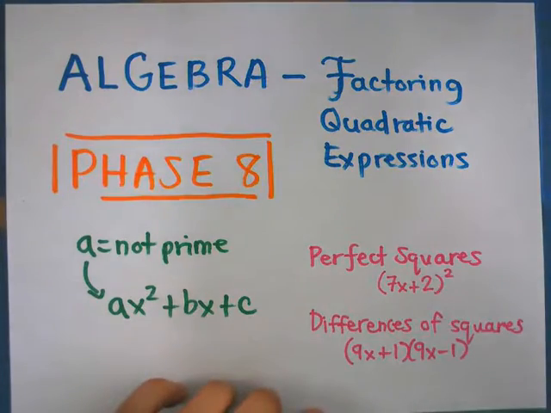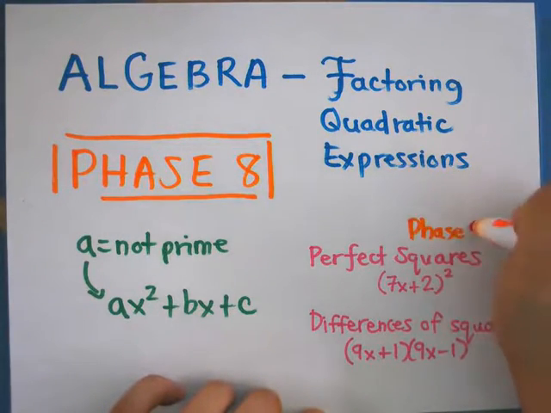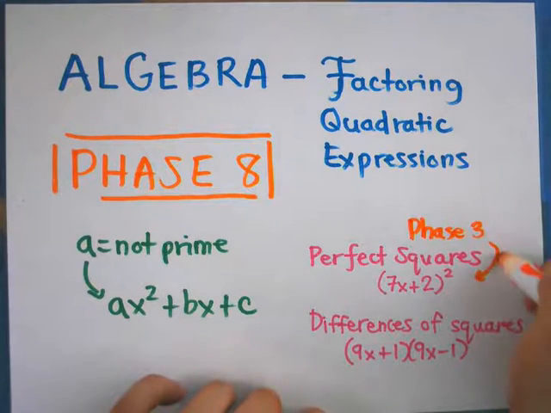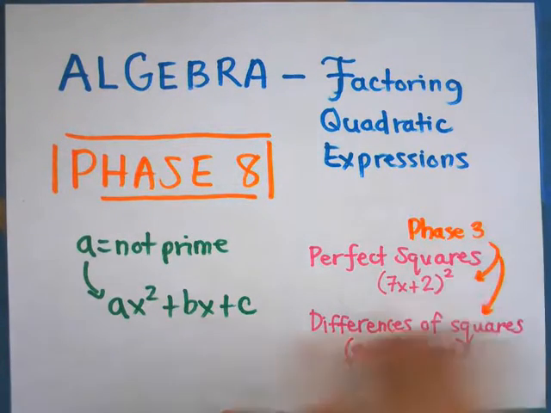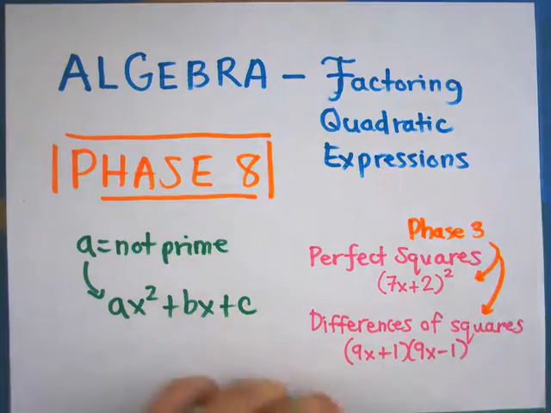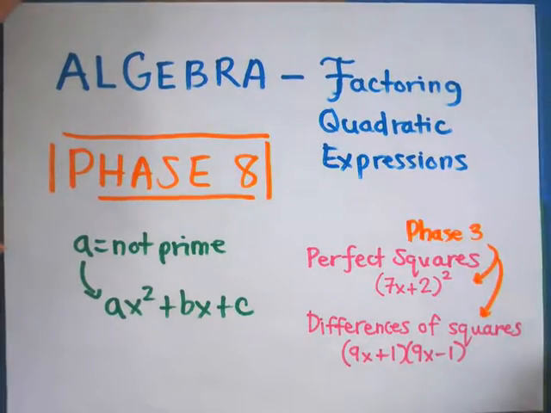This was previously introduced in phase 3, but I want to introduce it again because at that point in time the A value was equal to 1, and so maybe the problems were just a tad easier. But let's just get down to it.